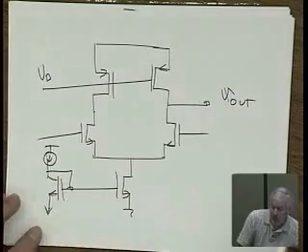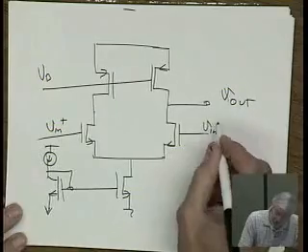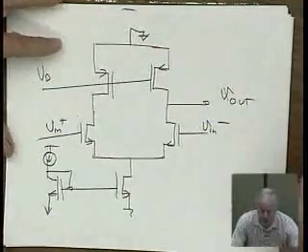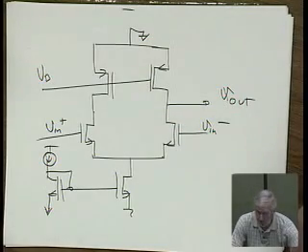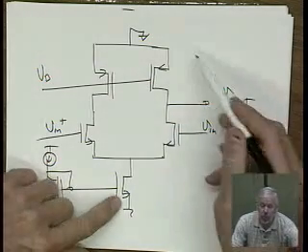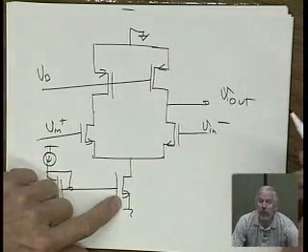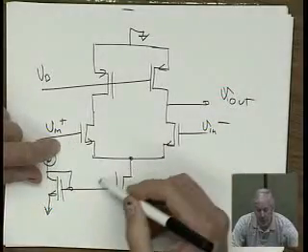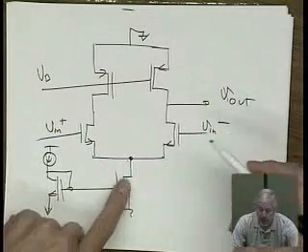So what are the things we need to worry about here? Here's Vin plus and Vin minus. This is grounded. For common mode and for differential signals, we can use our good old virtual ground. Now, there's certainly capacitance on this node: there's the CGSs and the CDB of this device right here. So there's lots of capacitance on this node.